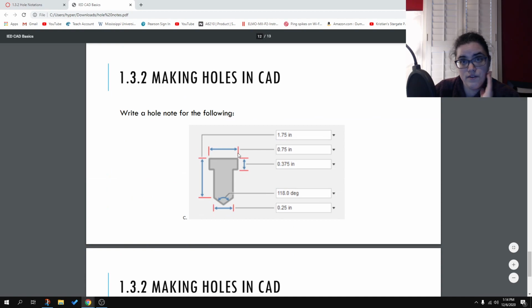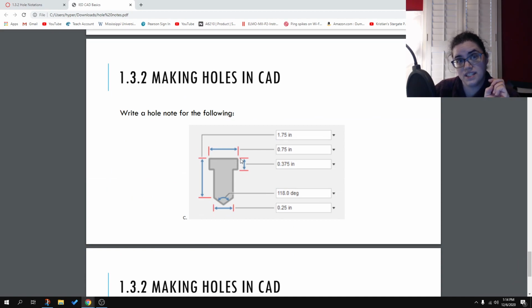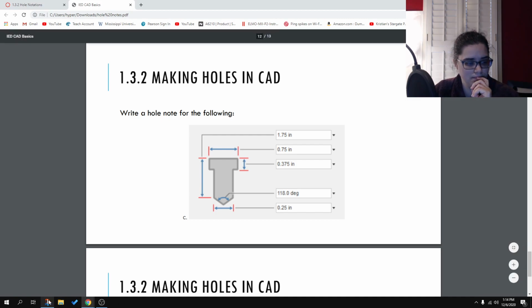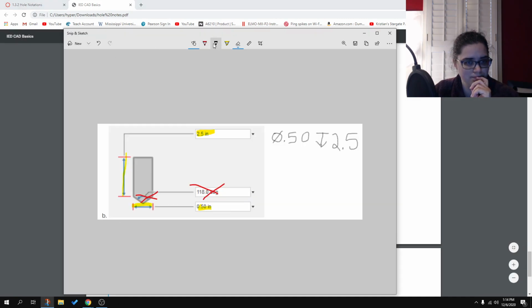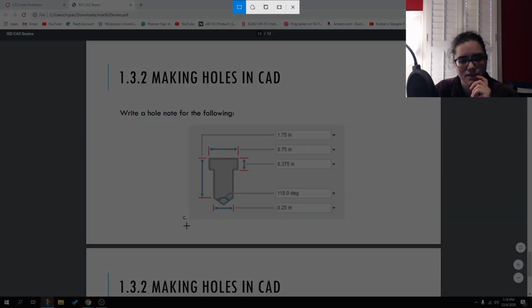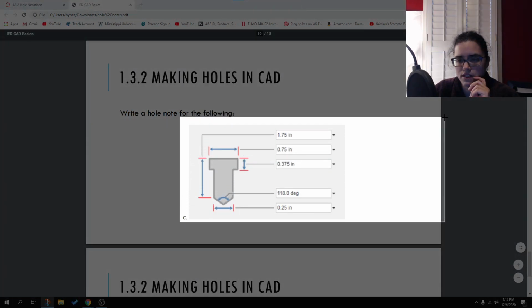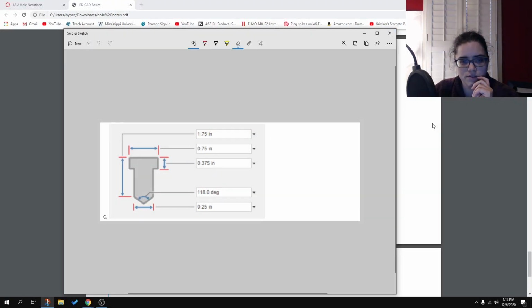All right. If you've been following along, pause right here and see if you can figure out what to do with hole note C. Alright, if you're back with us, I'm just taking a picture of this one and getting ready to annotate.